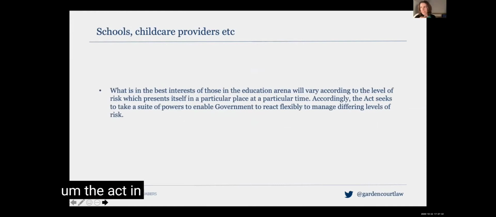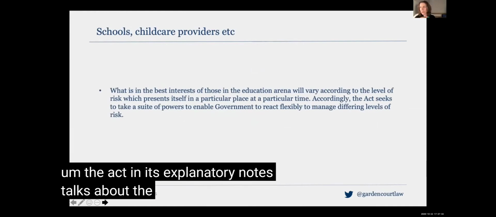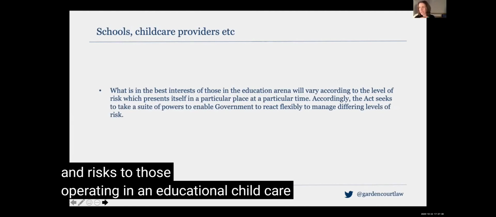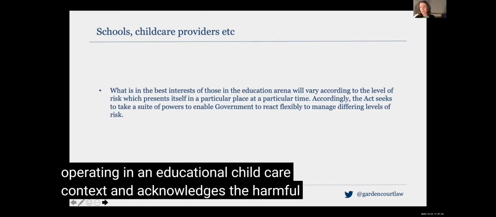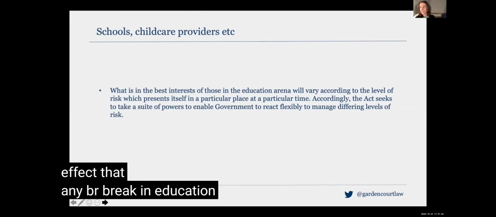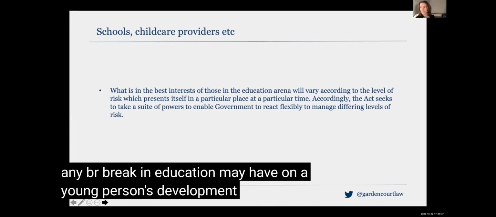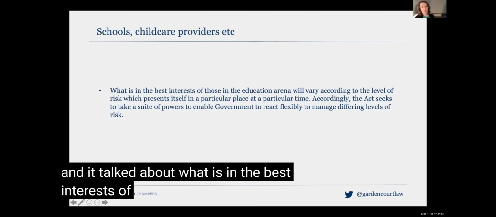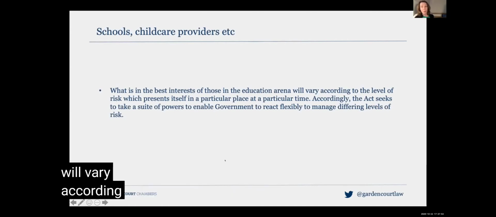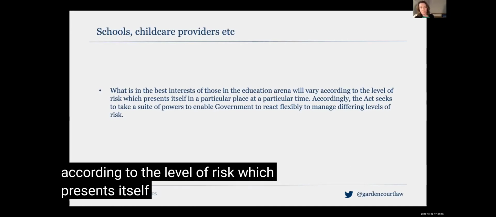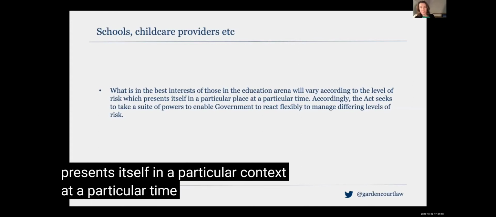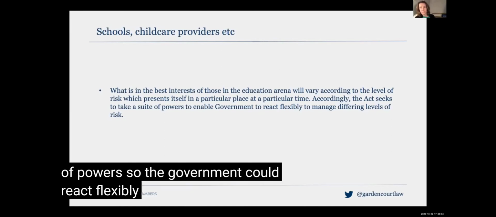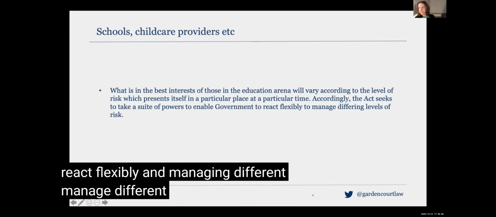The Act, in its explanatory notes, talks about the particular challenges and risks to those operating in an educational childcare context, and acknowledges the harmful effect that any break in education may have on a young person's development. And it talked about what is in the best interests of those in the education arena will vary according to the level of risk which presents itself in a particular context at a particular time. And so the Act sought to provide a suite of powers so that the government could react flexibly and manage different levels of risk.